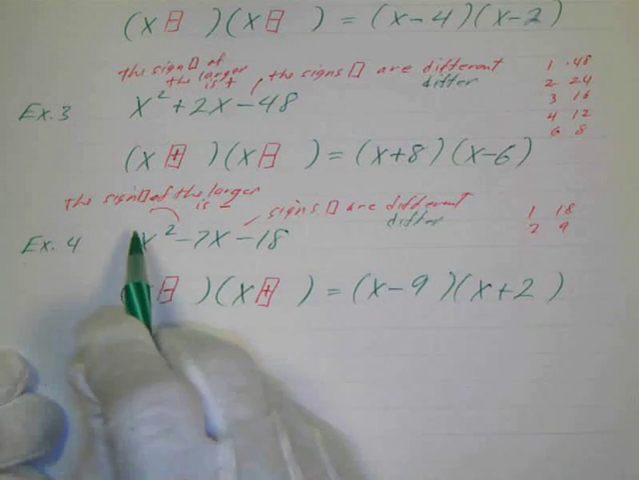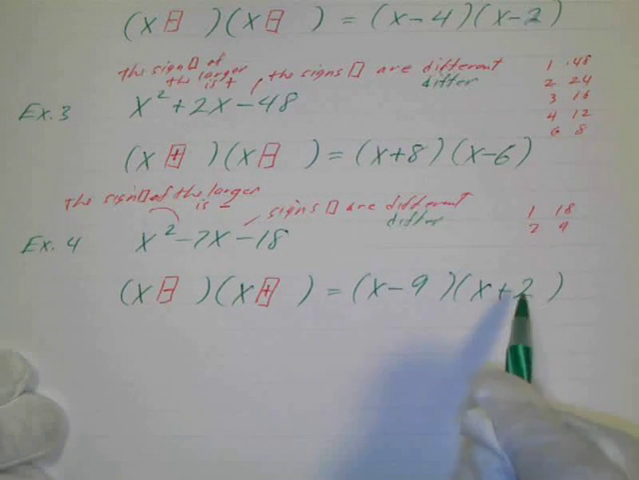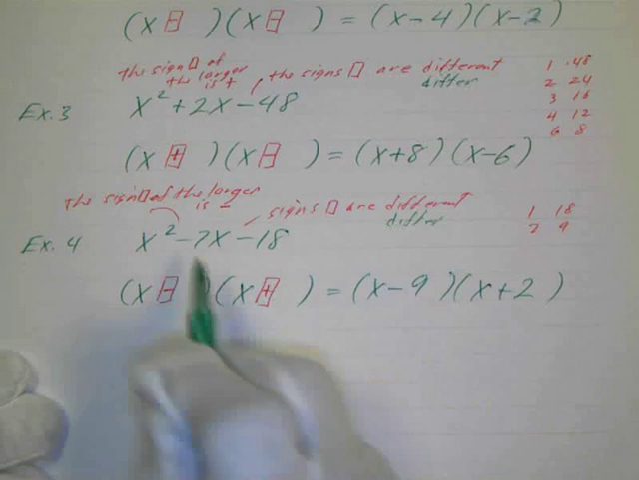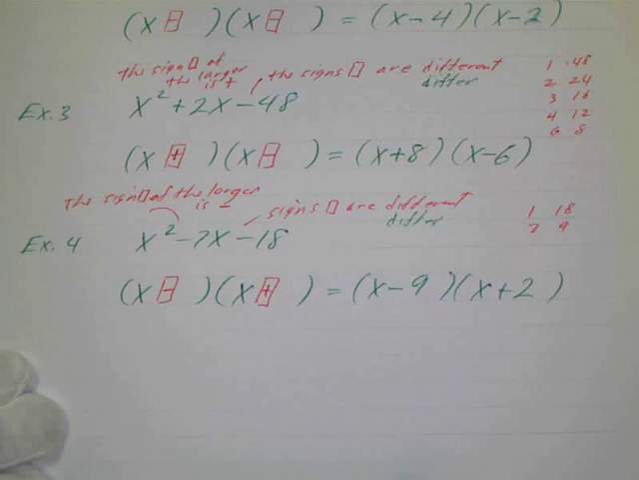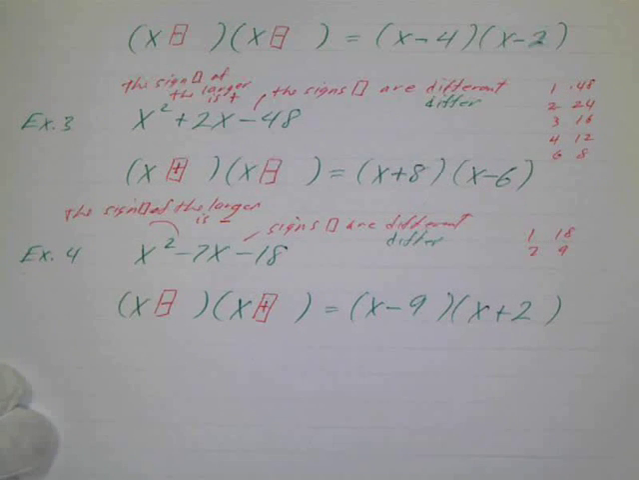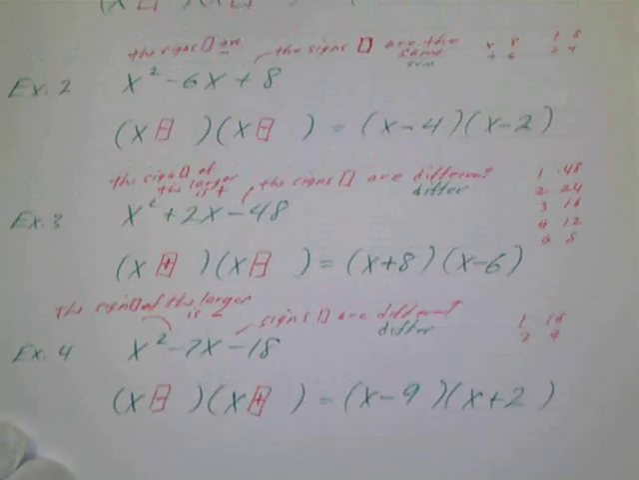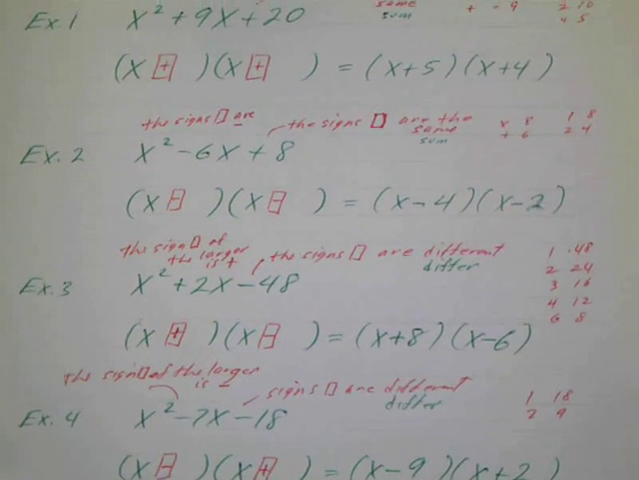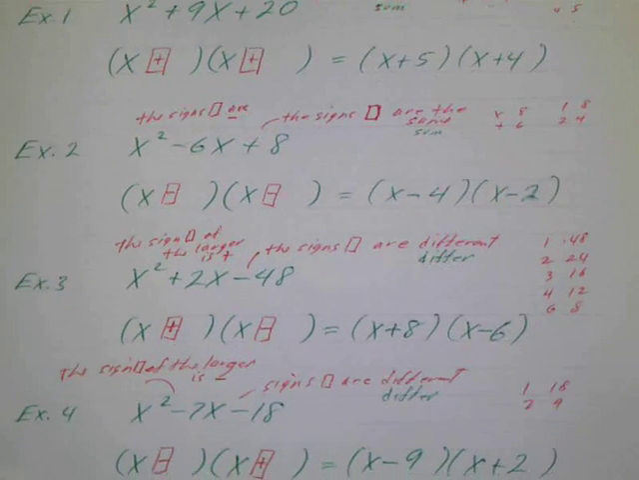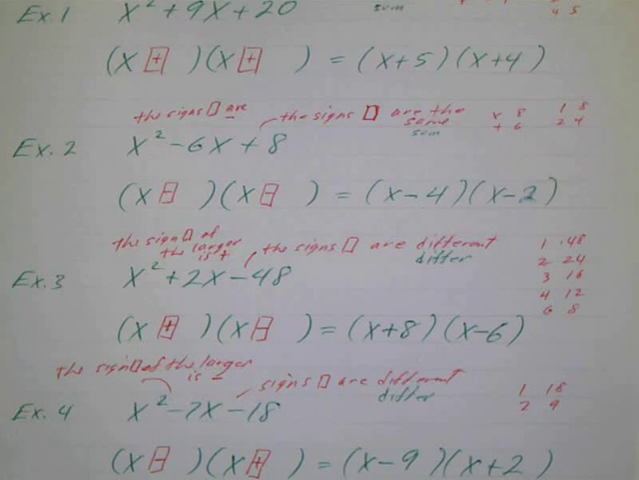X times x is x squared. Negative 9x plus 2x is negative 7x, and negative 9 times 2 is negative 18. Okay, so there's your 4 simple trinomial examples. So I hope that will pretty much lock that in. And those are simple trinomials.